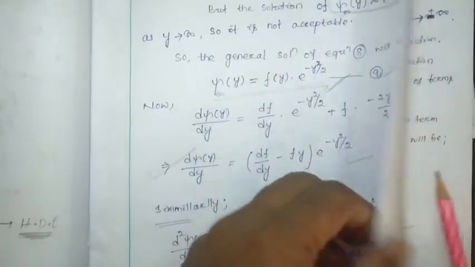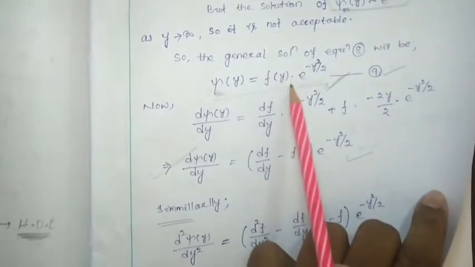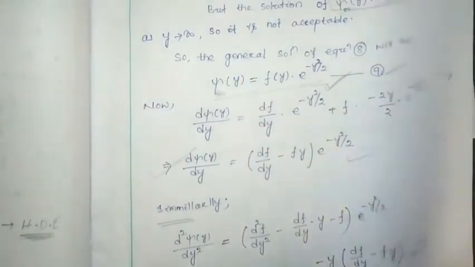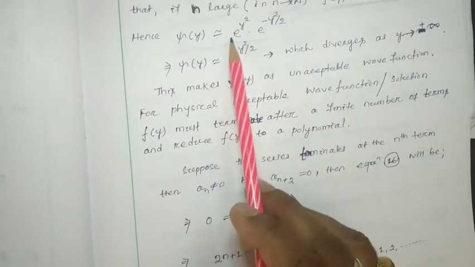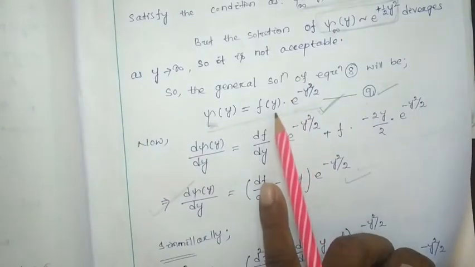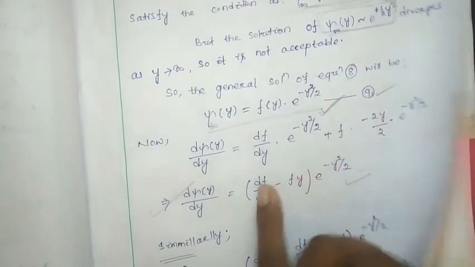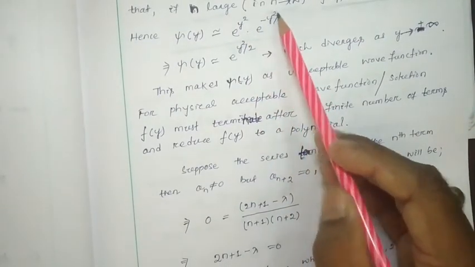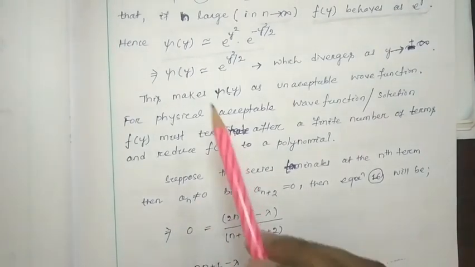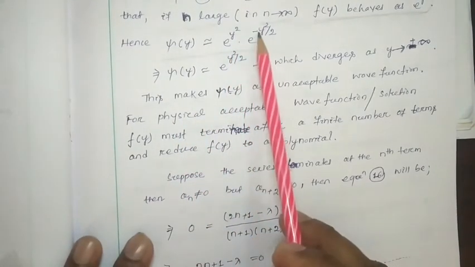This is the psi y. So now this psi y will be how much? If f(y) we are going to consider e to the power y square by 2, then psi y will be approximately e to the power y square by 2, by considering f(y) is equal to e to the power y square. e to the power y square into e to the power minus y square by 2. So this is e to the power y square by 2, this is minus y square by 2.